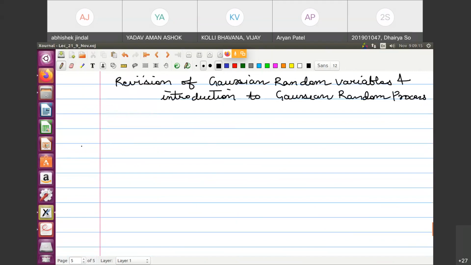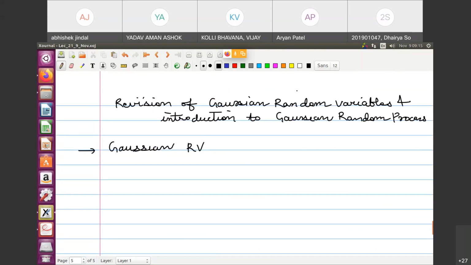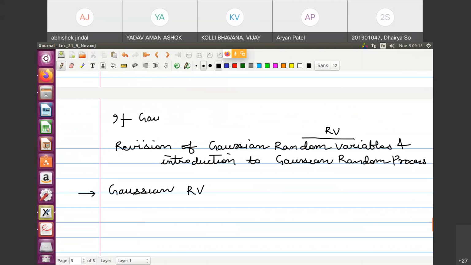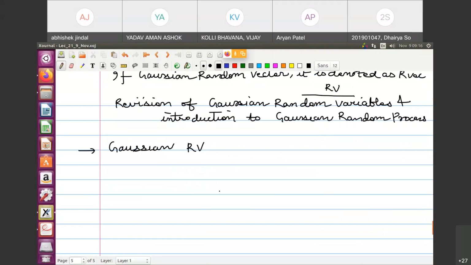I would be doing this revision in a somewhat faster manner because we have gone through it. So, Gaussian random variable. We will represent this as a Gaussian random variable. If it is a random variable, we'll use RV. And if it is a Gaussian random vector, which we have gone through and will revise because we need it for Gaussian random process, it is denoted as RVec, so that you know what is a variable and what is a vector.